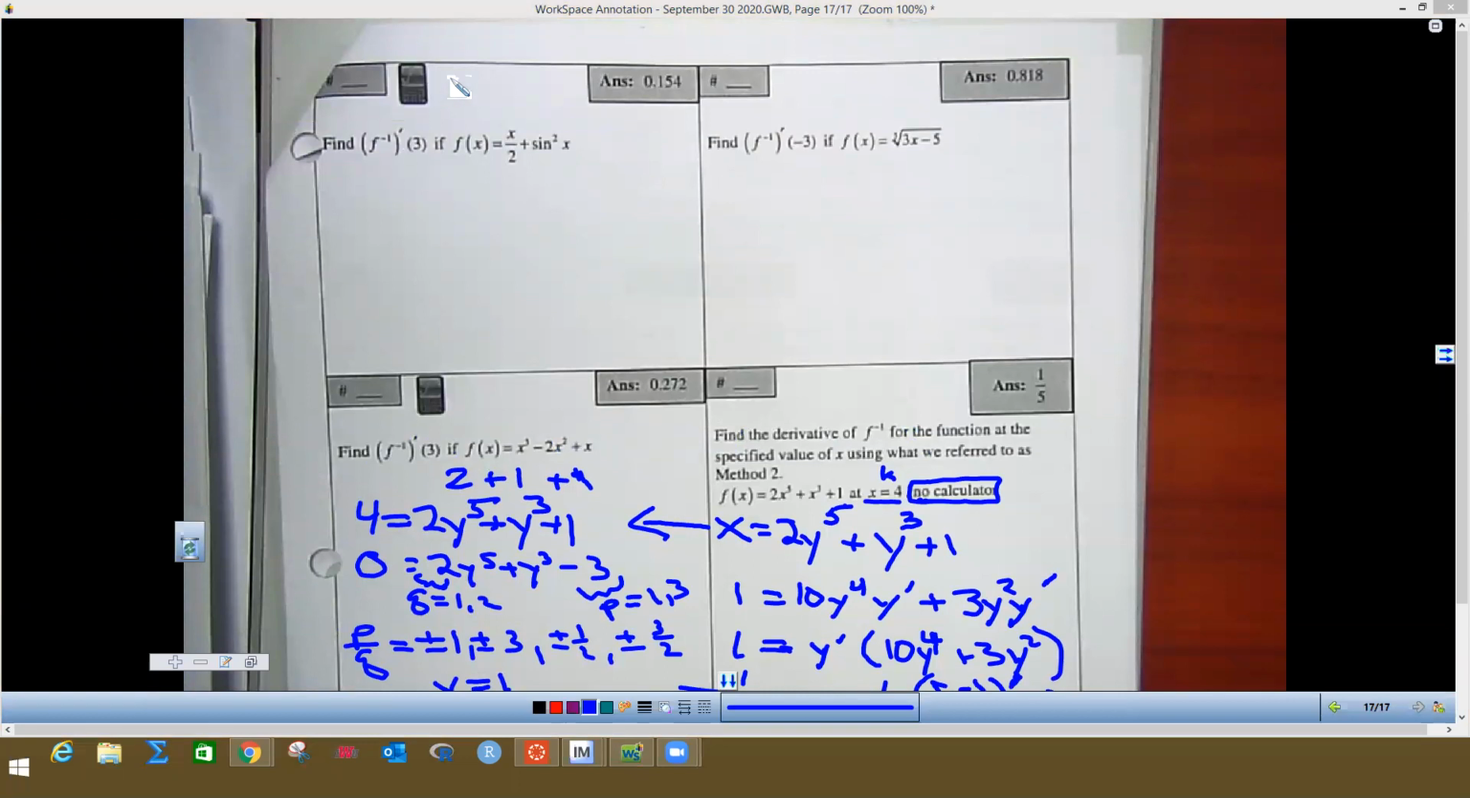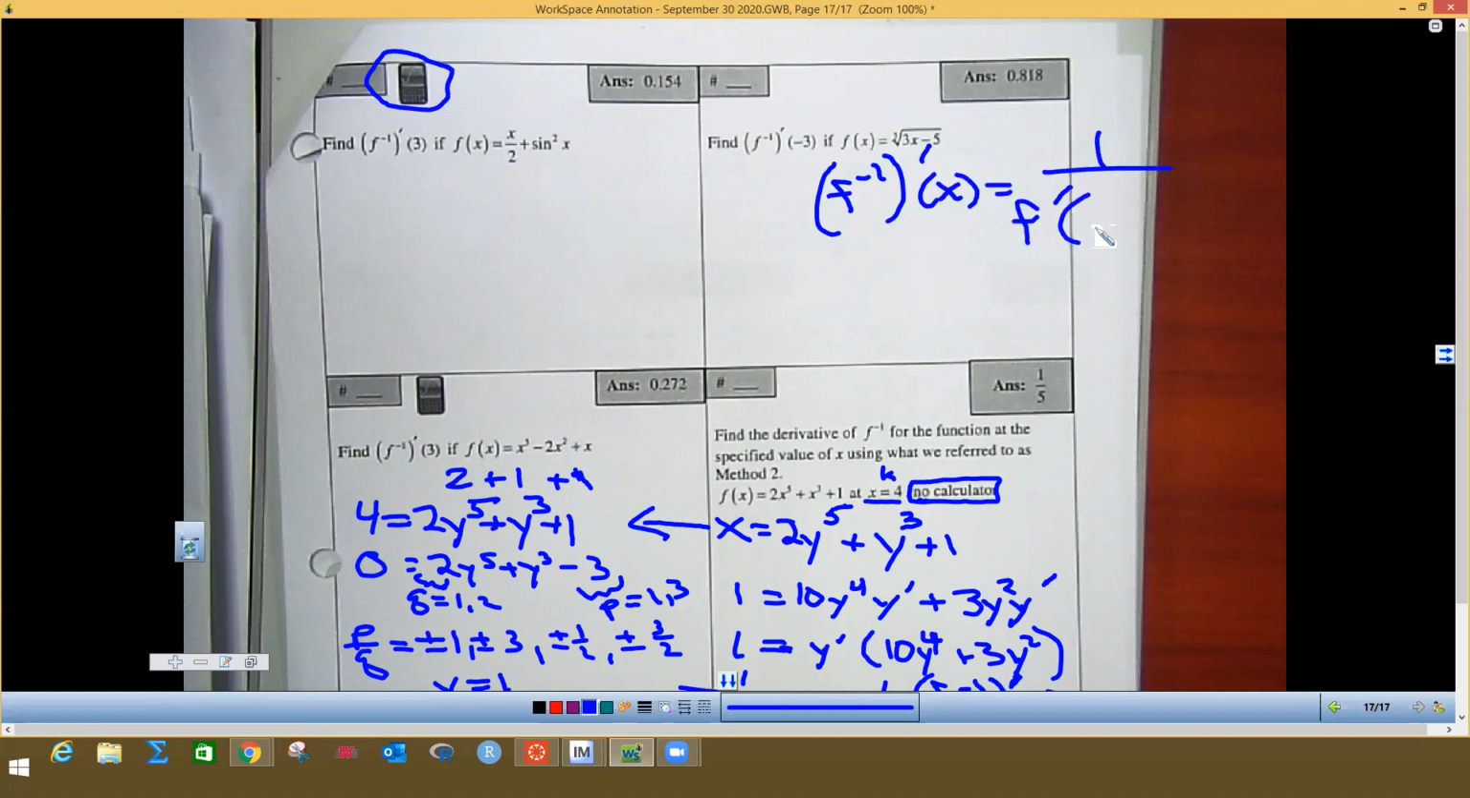Okay, now this says, it's got this picture, so we must use a calculator on this one. And since it doesn't say which way to do it, I'm going to use my favorite way, and my favorite way is to use the formula. The formula says that the derivative of the inverse of f at x is going to be 1 over f prime of the inverse of f of x. That is the formula. This is method 3 on your notes.